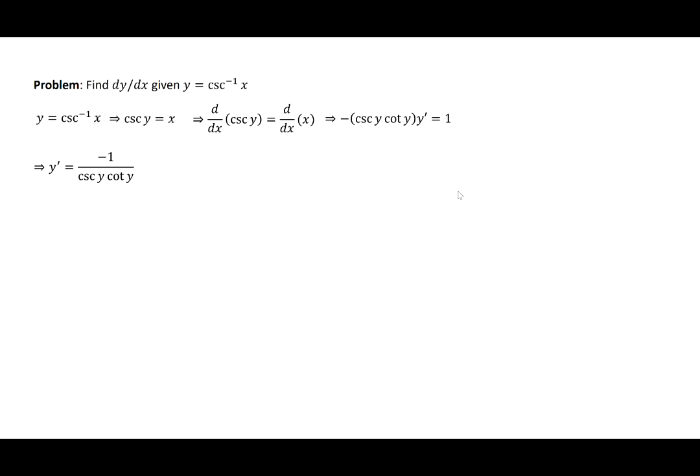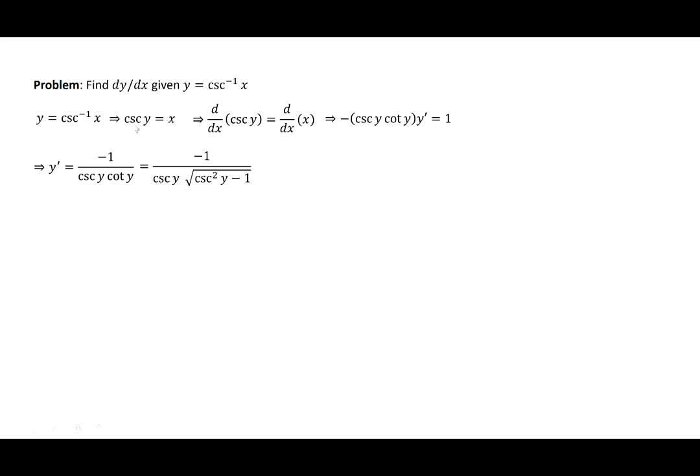Whoa, so how do we figure that out? Well, cosecant y is already x. Cotangent y is square root of cosecant square y minus 1. Or we can do the triangle. I'll let you do that.